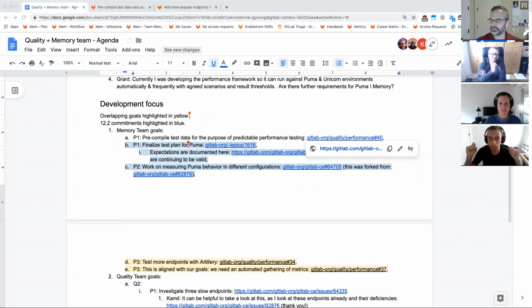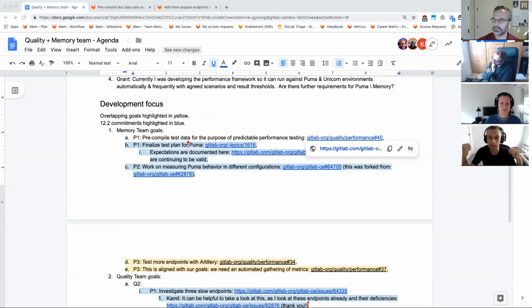Because for example, one expectation is that some endpoint is going to have memory issues. And someone from the memory team is going to have to check why this endpoint has memory issues. And we need to provide them a quick way to perform this validation and this quick testing.